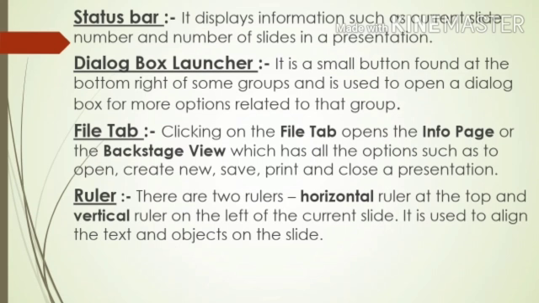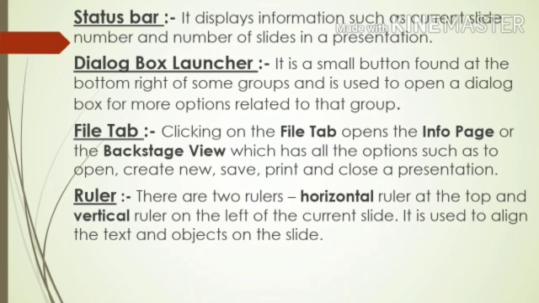Fifth is dialog box launcher. It is a small button found at the bottom right of some groups and is used to open a dialog box for more options related to that group. Sixth is File tab. Clicking on the File tab opens the information page or the backstage view, which has all the options such as to open, create new, save, print and close a presentation.